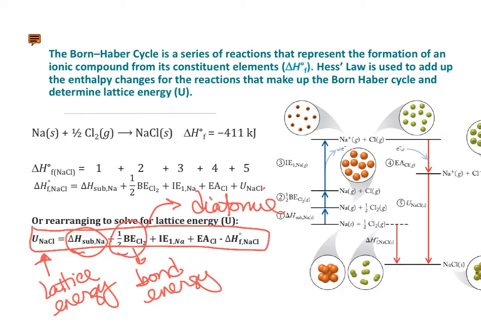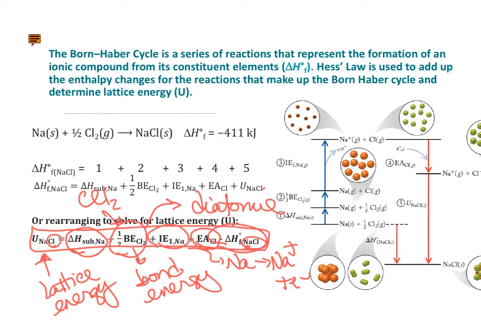And the 1/2 factor is there because you only need one of the two chlorines in Cl2. Ionization energy, remember, is removing an electron from a metal to make the cation. And electron affinity is adding an electron to the nonmetal to make the anion. And then part of the cycle, and I don't think I mentioned this in the last image, is enthalpy of formation for the ionic compound.